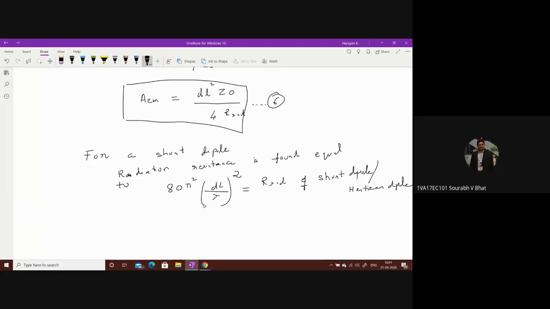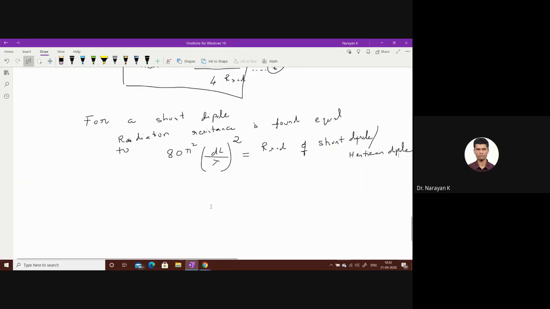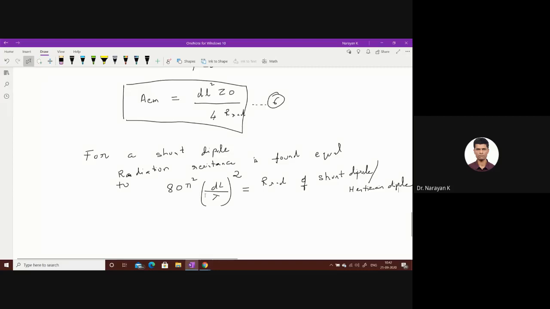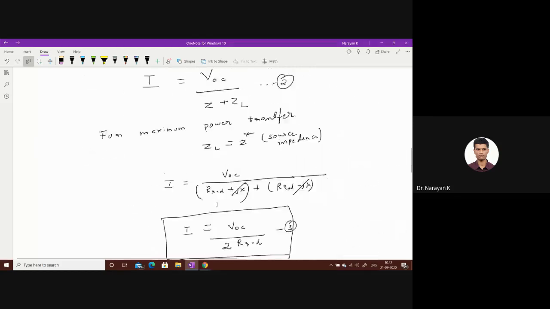Yes, sir. Okay. Fine. So if you have to substitute this, what will happen? Now substitute the value of radiation resistance of a short dipole in equation 6.